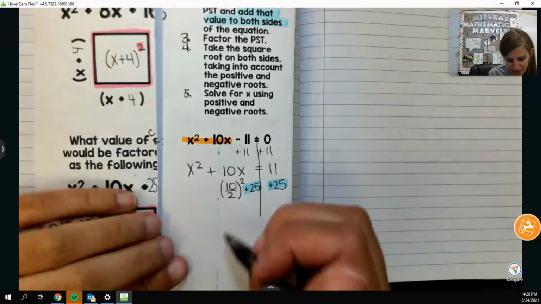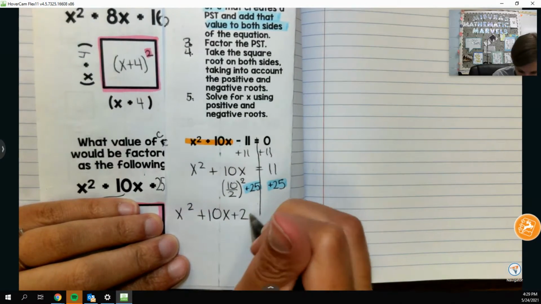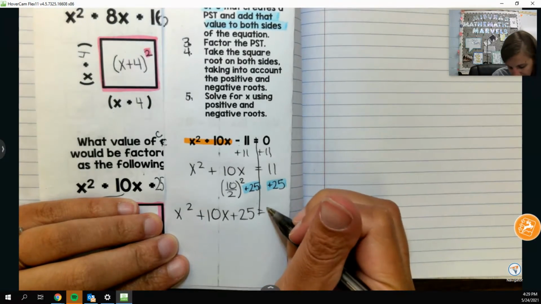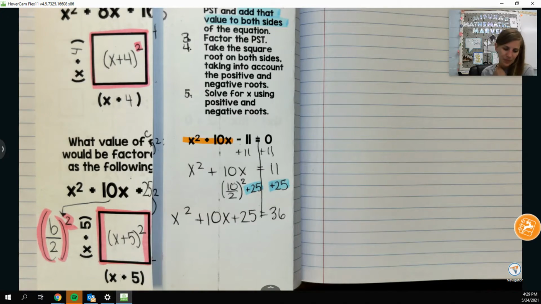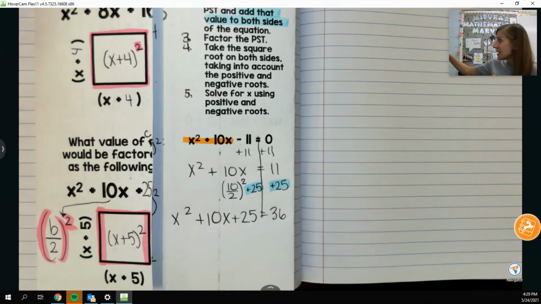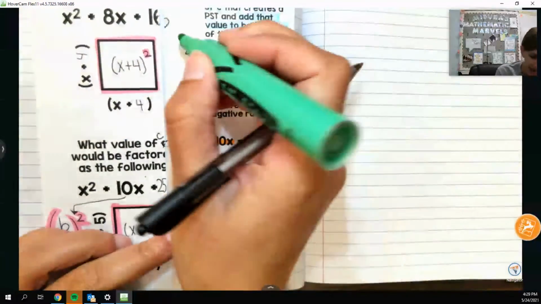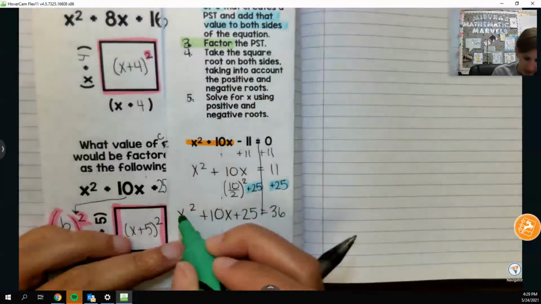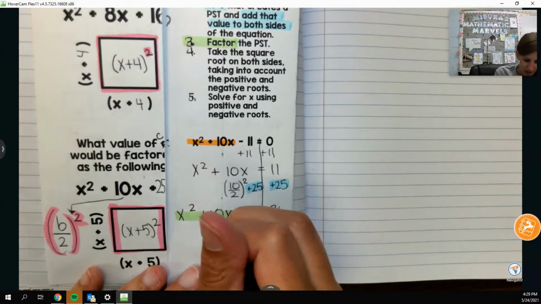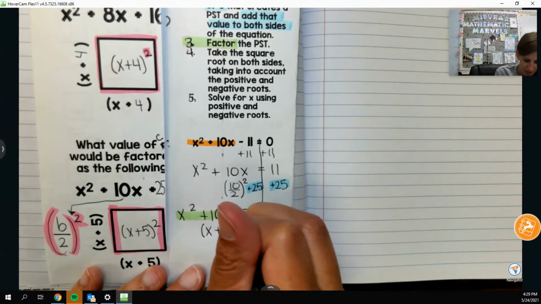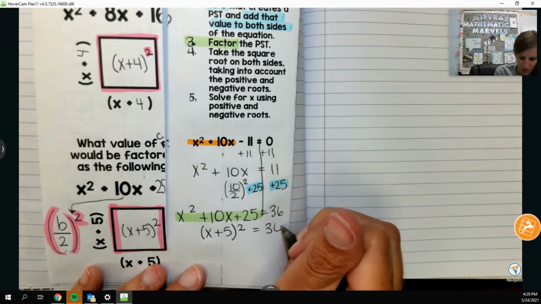Now, when I add it to the left-hand side, this is now just going to be in standard form again. But over here, I can add these up for 36. Like 11 and 25 is 36. And the reason that we want to do that is because now, for step 3, on the left-hand side, I can factor my perfect square trinomial. And because it's a perfect square, it always factors the same way. In this case, we'll have x plus 5, that magic number that we found, squared equals 36.